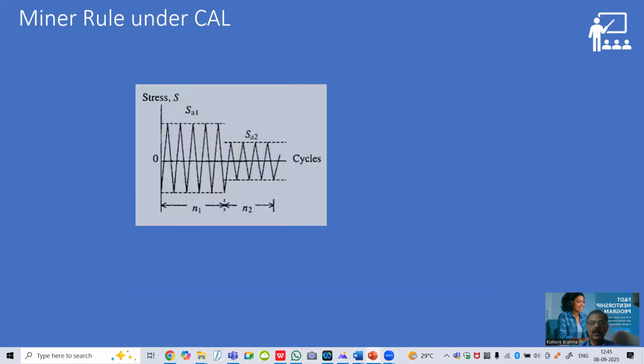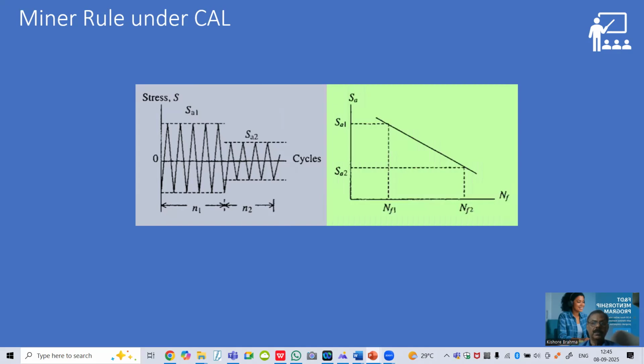If a block of loading is applied with constant amplitude, it is possible to find out how many times, small n, it is being applied for a given stress amplitude. In this case, two blocks are given, and based on the number of cycles applied for the given stress amplitude, and for given R equal to -1, one can refer to the SN curve for R equal to -1, and accordingly find out the damage based on small n by capital N for the given stress ratio.